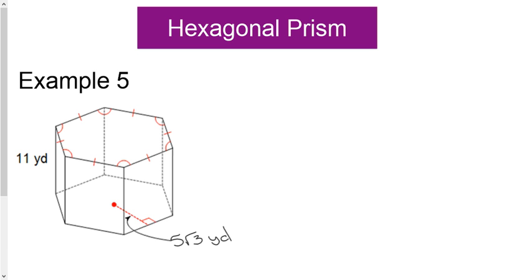Well, the formula for area of a hexagon, which is just a regular polygon, is the apothem times the perimeter divided by 2. Well, they're nice enough, they gave us the apothem, so that's nice. But we don't know anything about the side lengths, because this 11 points to the height. So the 11 is how tall it is.